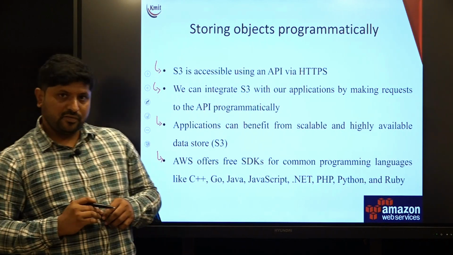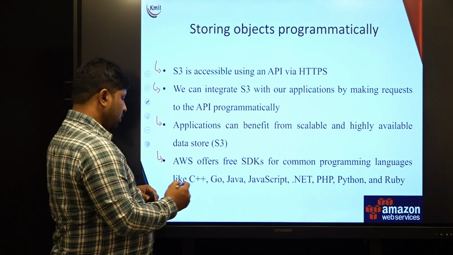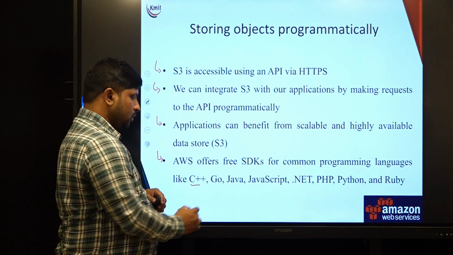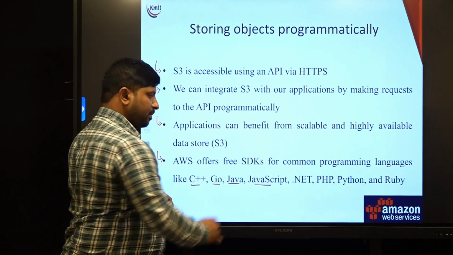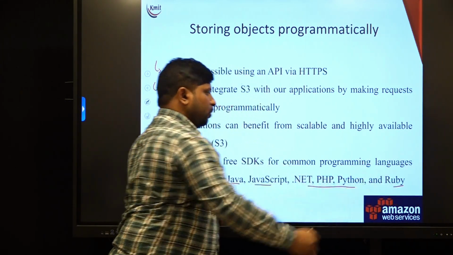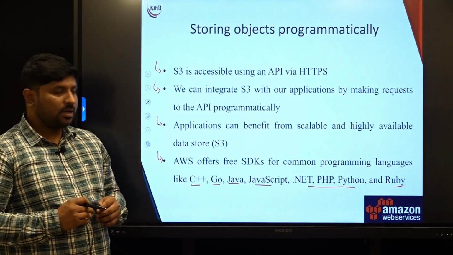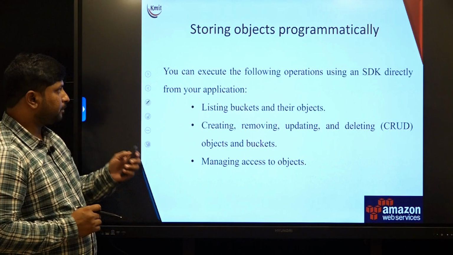And basically by default S3 provides certain SDKs for the popular programming languages such as C++, Go, Java, JavaScript, .NET, PHP and Python, as well as Ruby. For all these popular programming languages, S3 provides its own SDK.